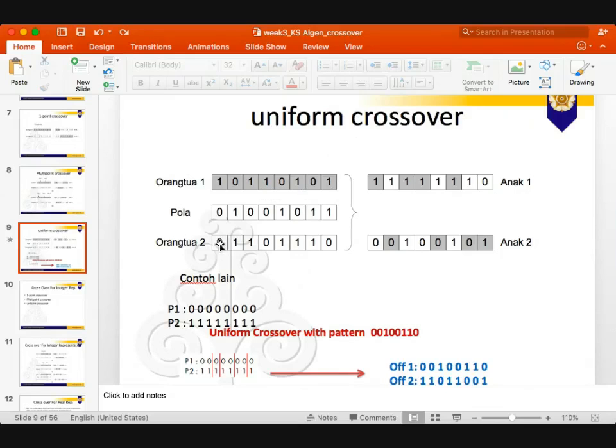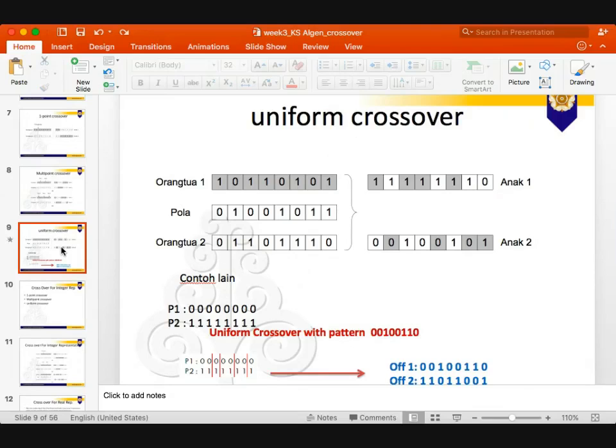Okay, for example here, this is the chromosome of parent 1, and this is the chromosome of parent 2. The pattern is 0, 1, 0, 0, 1, 0, 1, 1, 0 here. So it means we copy gene locus 1 from chromosome parent 1 into gene locus 1 of offspring 1. And 1 here means it comes from the second parent. 0, 0 means it comes from the first parent. 1 comes from the second parent, and so on.